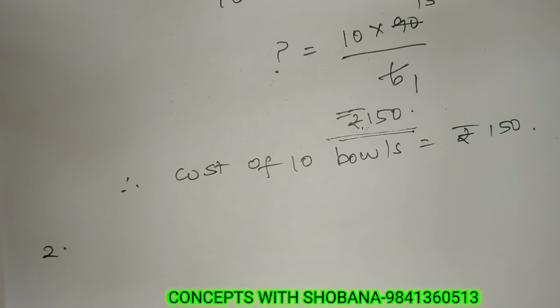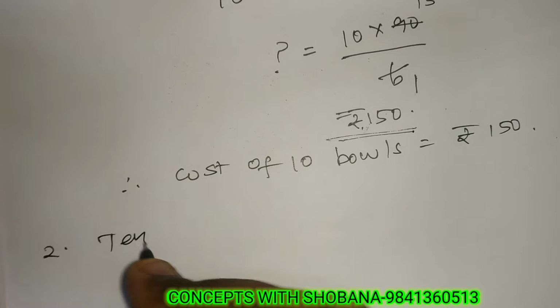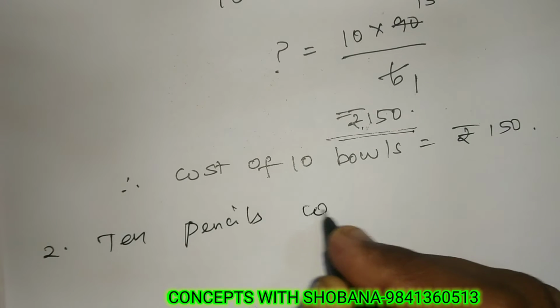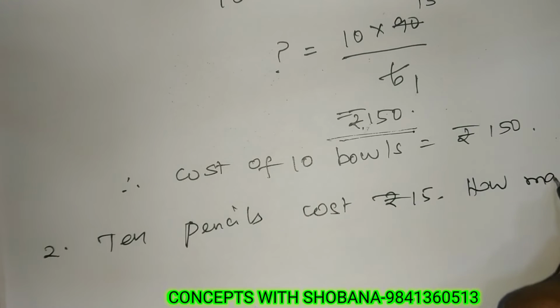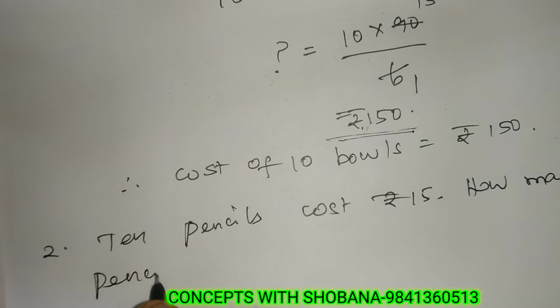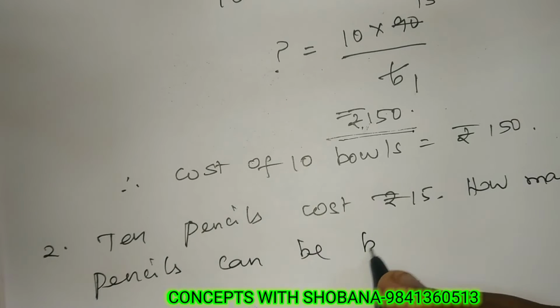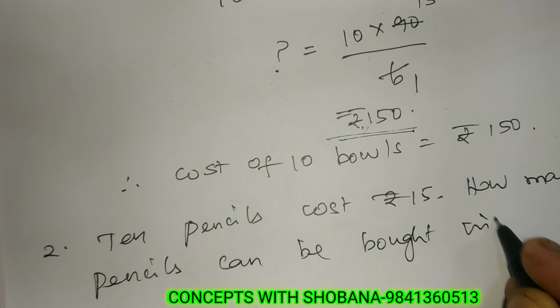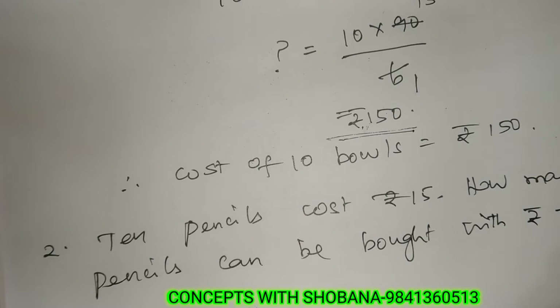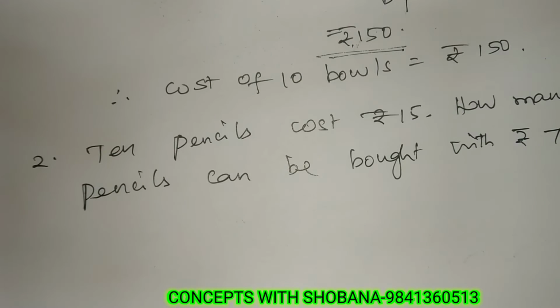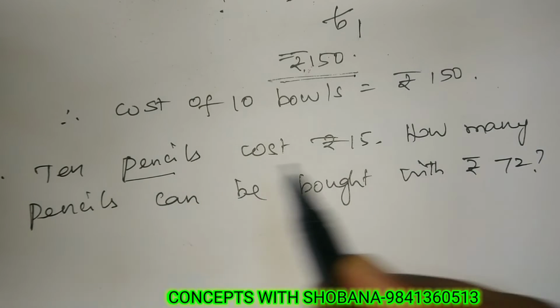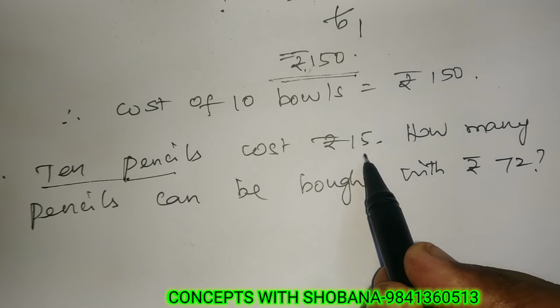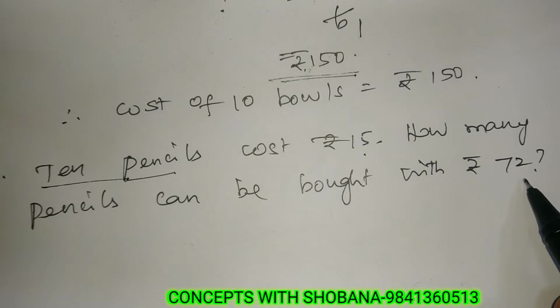What is the next question? 10 pencils cost rupees 15. How many pencils can be bought with rupees 72? Look at this question. Here also what are we doing? We are comparing pencils. 10 pencils with 15 rupees, and how many pencils can be bought with rupees 72?